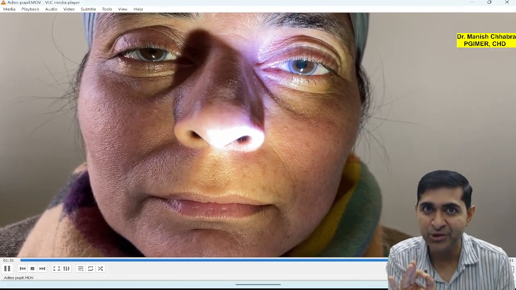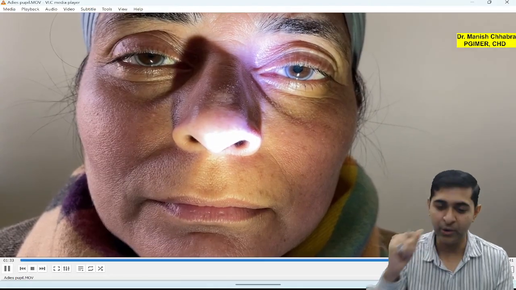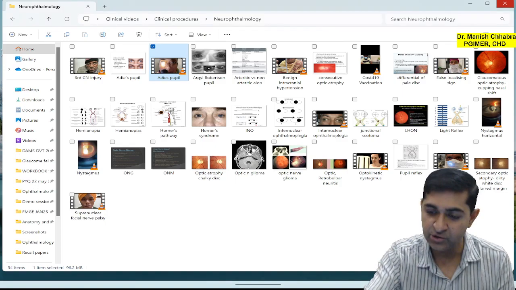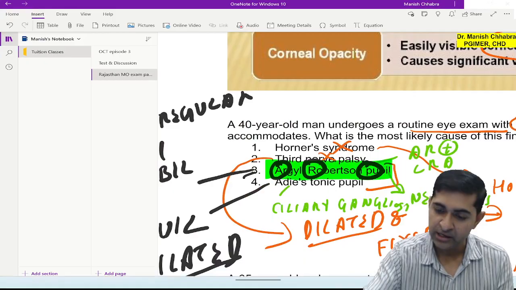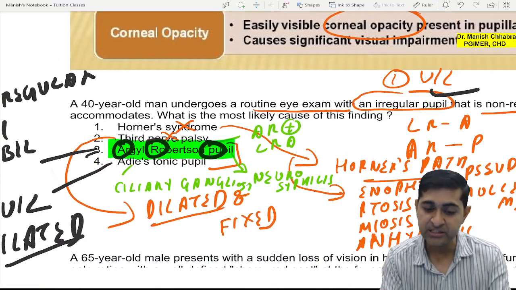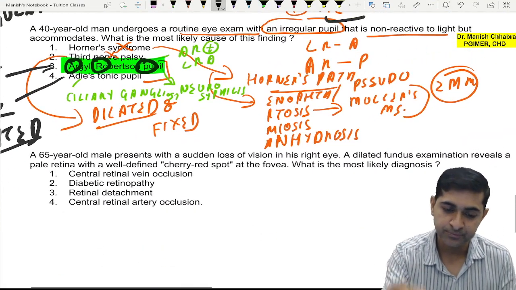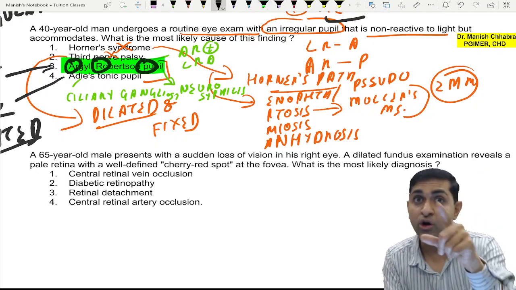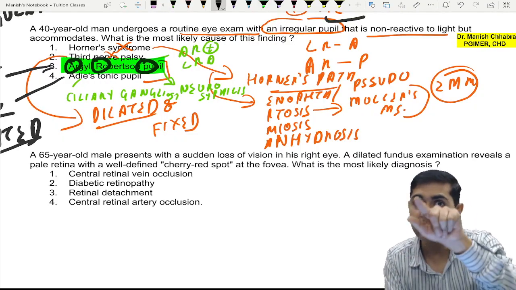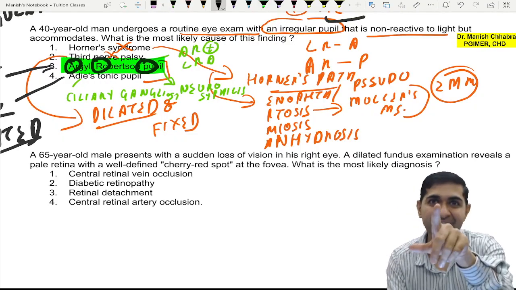Is it understandable, boys and girls? Wonderful. Okay, so this is your Adie's pupil. So the best option to pick is Argyll-Robertson pupil. Now next, and you also saw Adie's pupil, the pupil was round. It was not irregular.